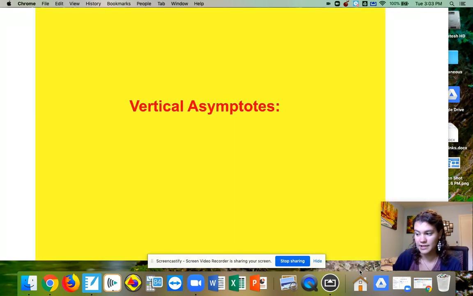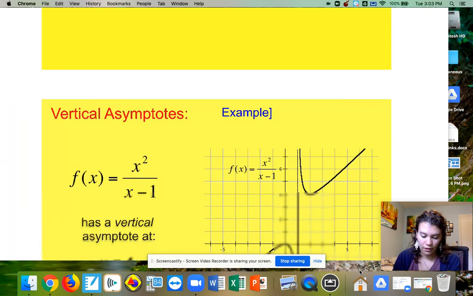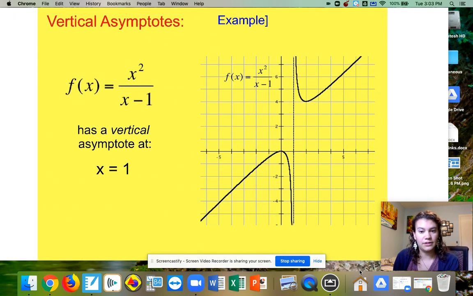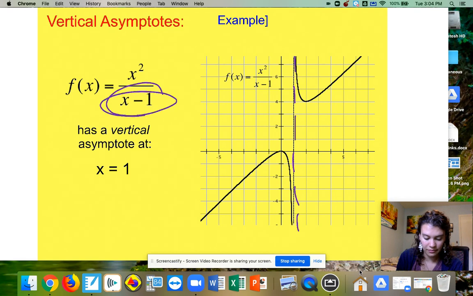So on to vertical asymptotes. Here's an example. This function, x squared over x minus 1, has a vertical asymptote right here at x equaling 1. These asymptotes usually come from what makes the bottom 0. So if you have x minus 1, you can't have x equaling 1 because then you're dividing by 0, which is not allowed.